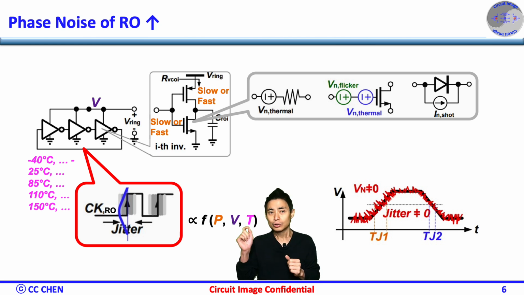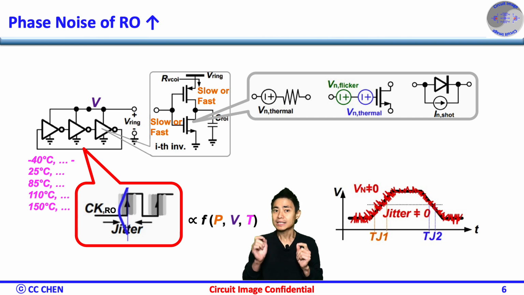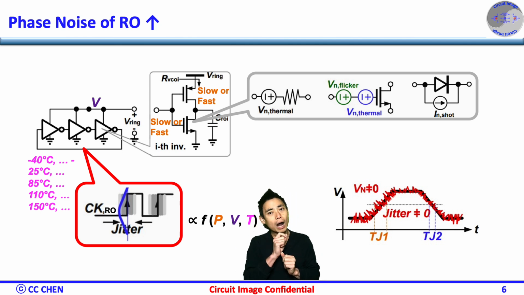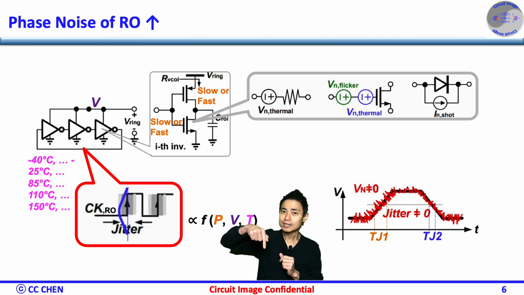Again, tuning the supply of a ring oscillator makes it easy to get a very wide tuning range, but that also means the clock period jitter is very sensitive to any supply noise ripple as well. We must be careful to filter out the supply noise to reduce the ring oscillator's supply noise induced jitter.